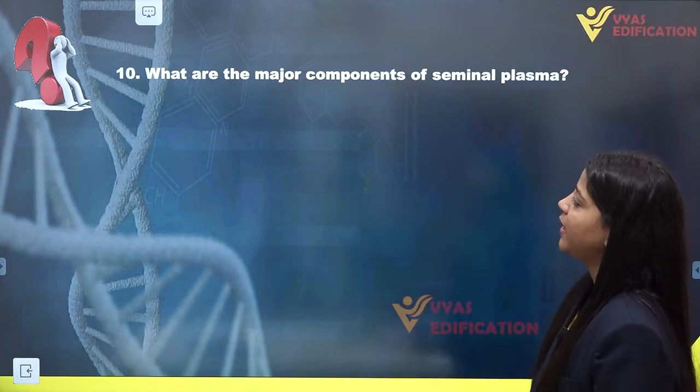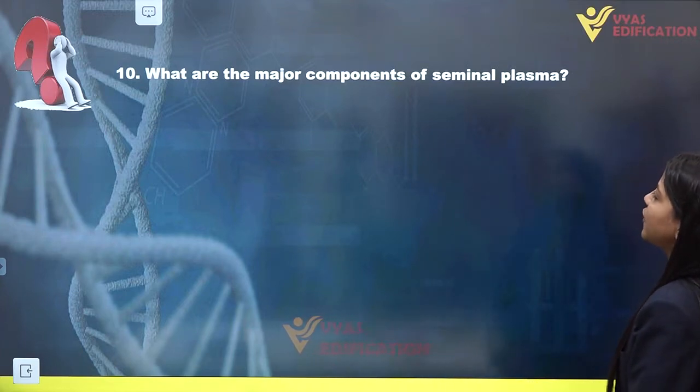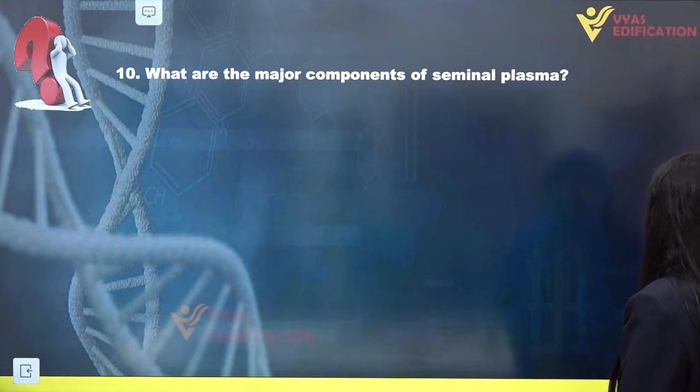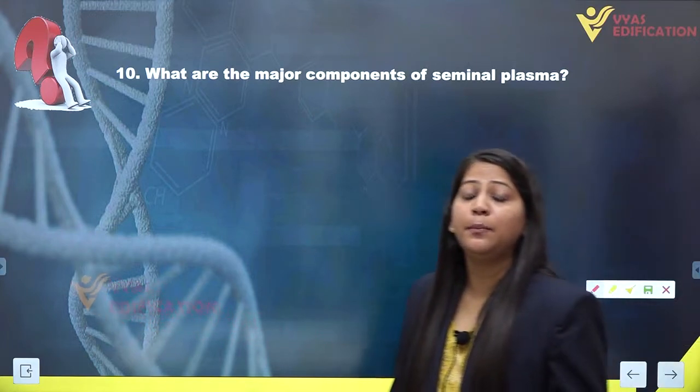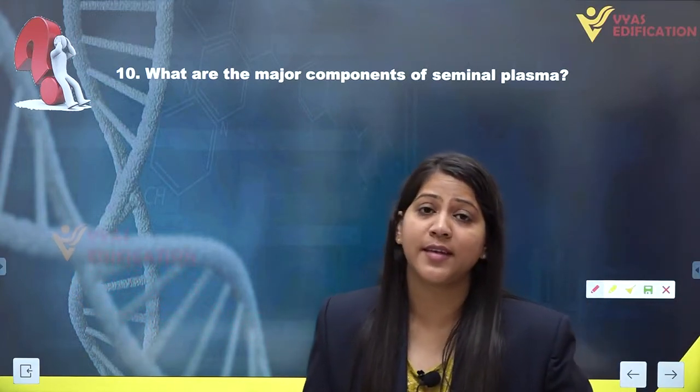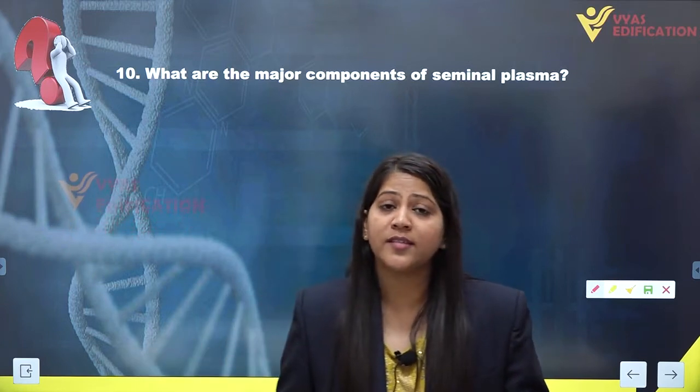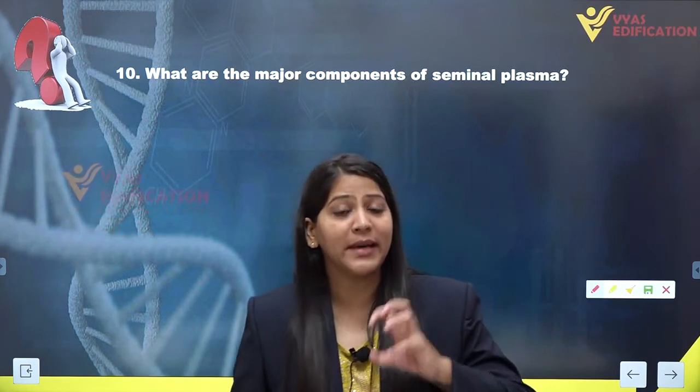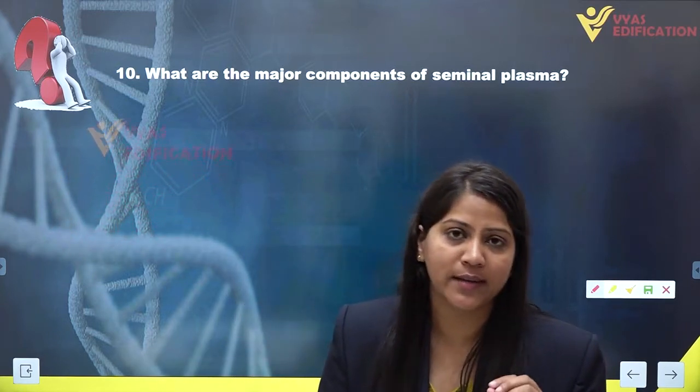Next question, number 10, we have is, what are the major components of seminal plasma? Now let's discuss this. Seminal plasma along with sperm cells or sperms constitute together to form a mixture, and this mixture is known as semen.